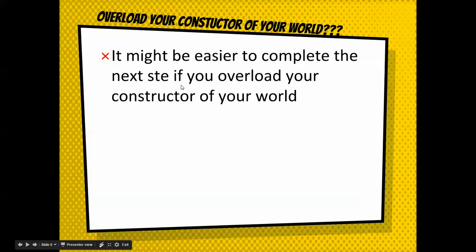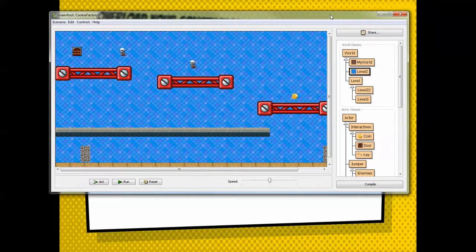It might be easier to complete the next step if you load your constructor for your world. Let me show you what I'm talking about. If you're going to do it like me, for level 2, you can't get to level 2 unless you actually finish level 1. So I overloaded my constructor. Let me show you what that looks like.